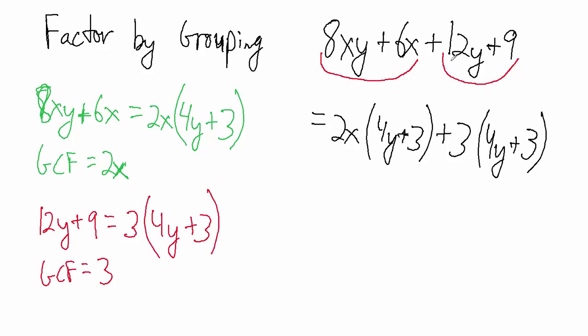And then separately, we factored this using the greatest common factor, something, again, that we know how to do because we've been talking about how to do it. And then what do we get? We get 2x times the quantity 4y plus 3 plus 3 times the quantity 4y plus 3.